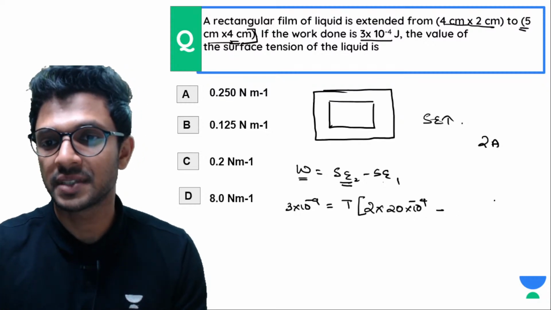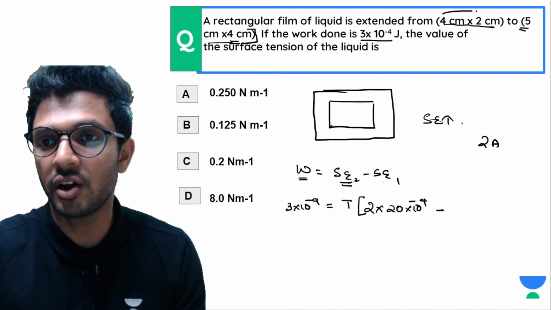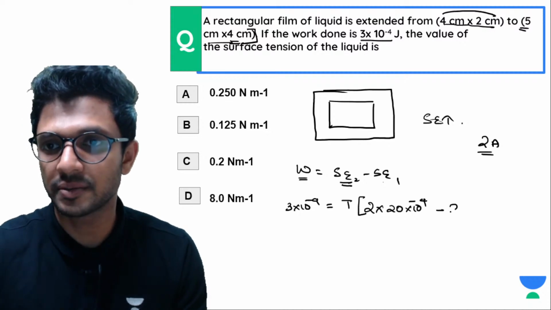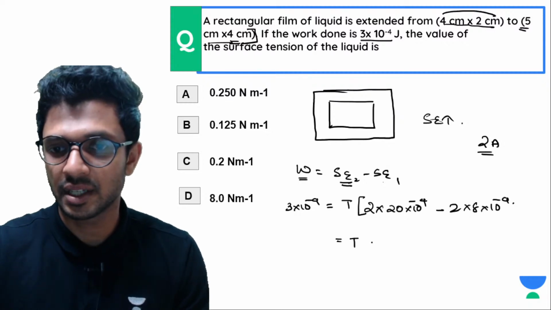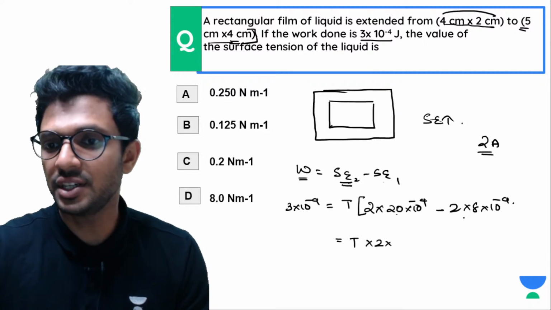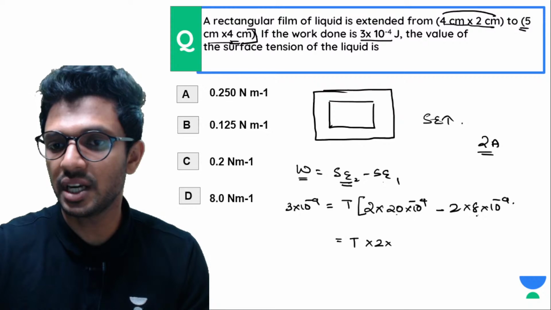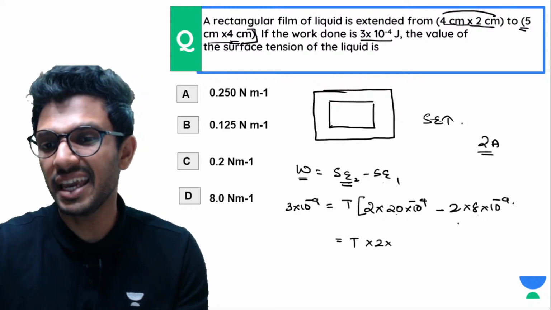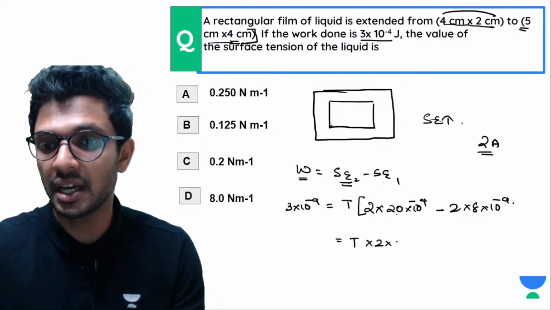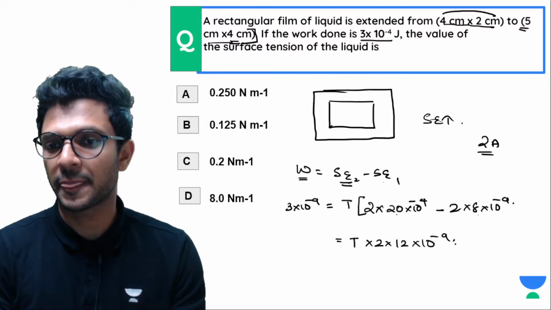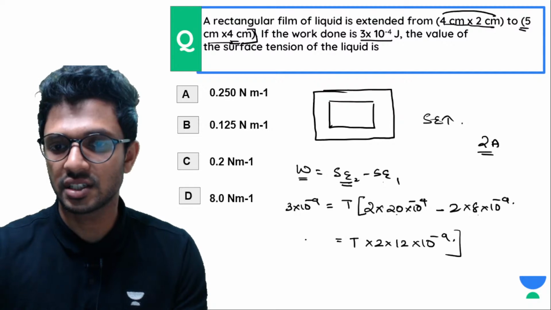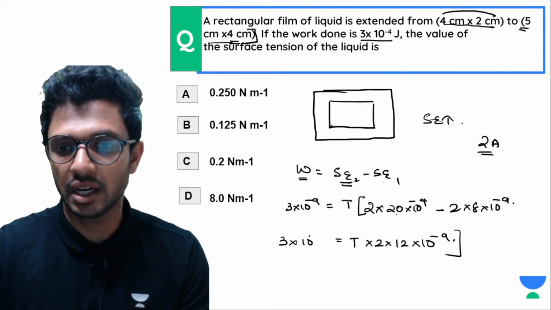Minus the surface area of the first one, that is 2 times 4, 2 fours are 8, into 10 power minus 4. How much is this? This is equal to 2 into 10, 20 into 10 power minus 4, right? Minus 8 into 10 power minus 4. So 20 minus 8 is how much? 20 minus 8 is 12 into 10 power minus 4. Yes or no? Yes. This is equal to 3 into 10 power minus 4.